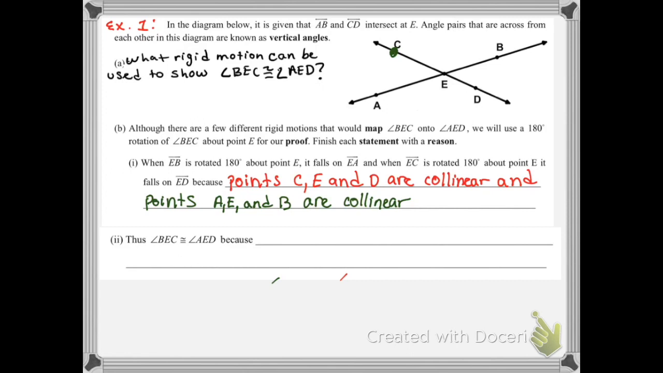So thus, angle BEC has to be congruent to angle AED because rotations preserve angle measures, right? Just because I turn something does not mean that I change the size or shape.